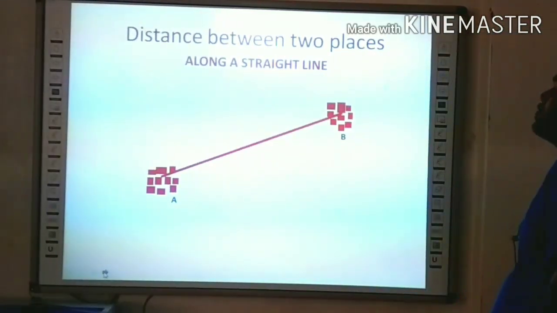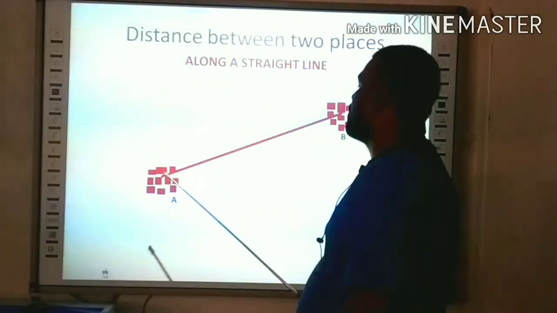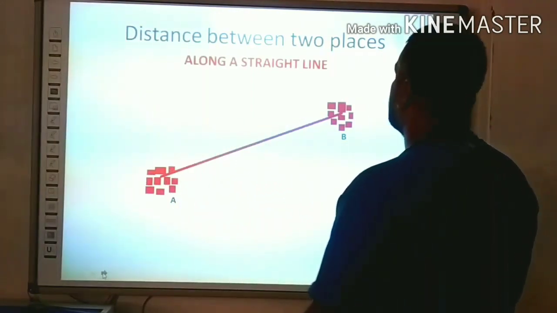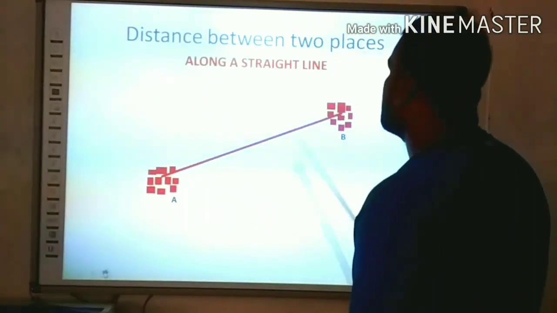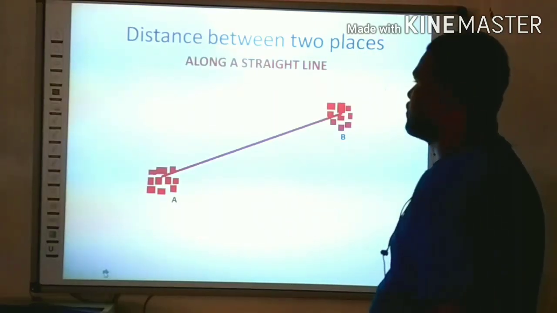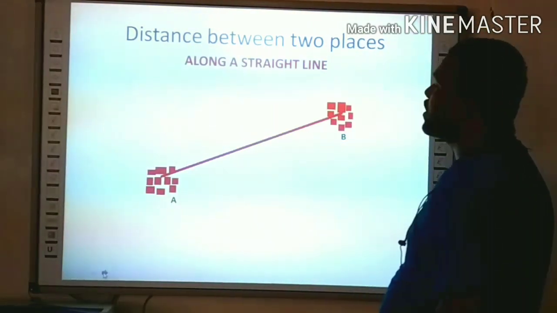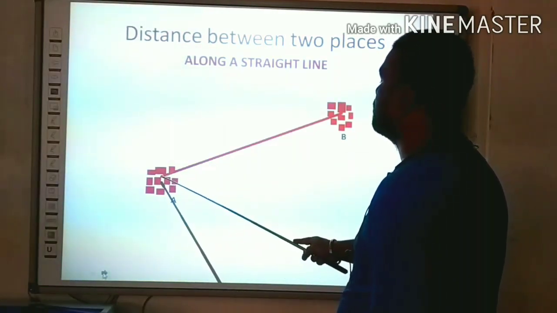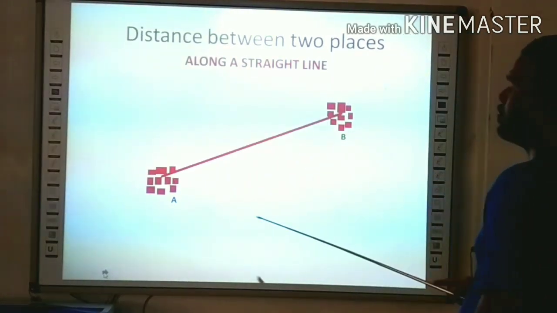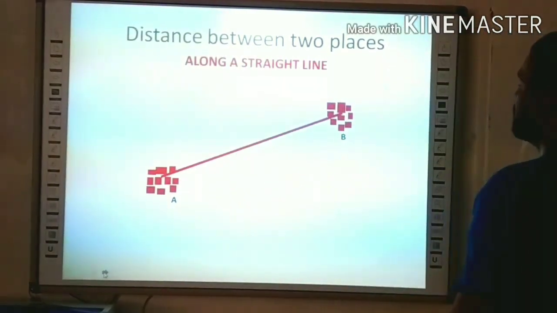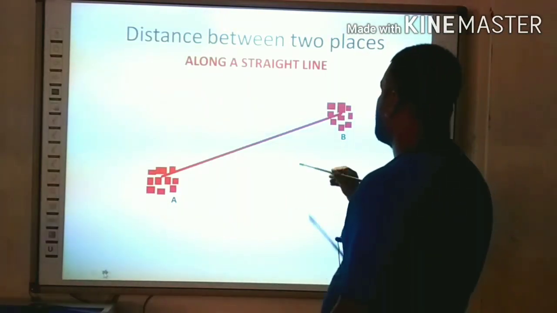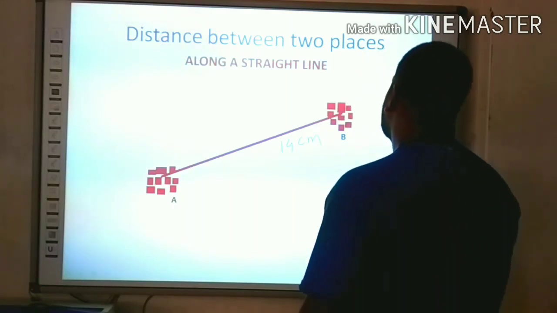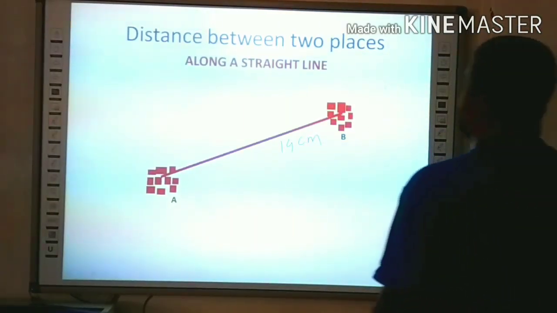Now let us see how to find the distance between two places along a line. Here you can see two settlements, settlement A and settlement B, which are connected by a cart track. Now what will you do? You will measure the length of the cart track with the help of a scale, the entire section of it. Say for example, after measuring between settlement A and settlement B, you got 14 centimeters.